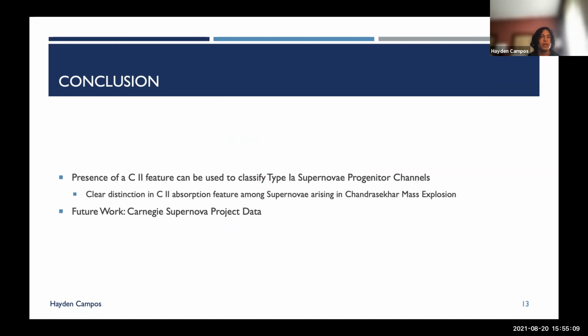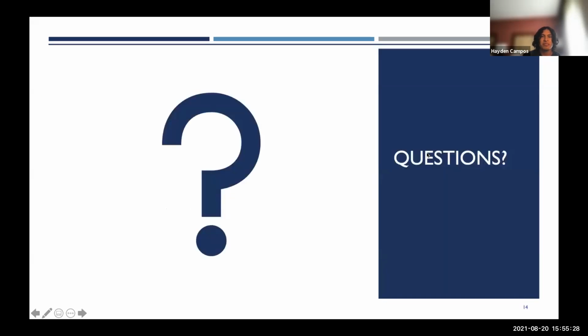mass explosion. For future work, we're hoping to test our hypothesis and our models on an even larger data set, the Carnegie Supernova Project data, which is a collection of 130 plus supernovae, in order to further test our hypothesis and our understanding. And that is it.